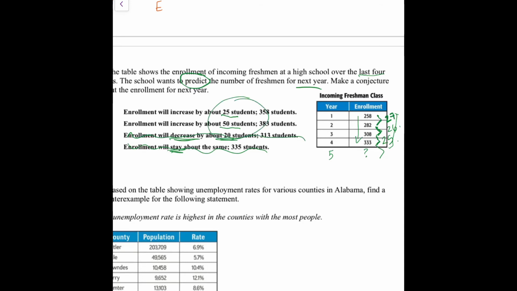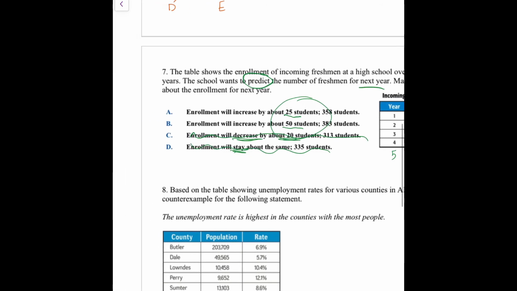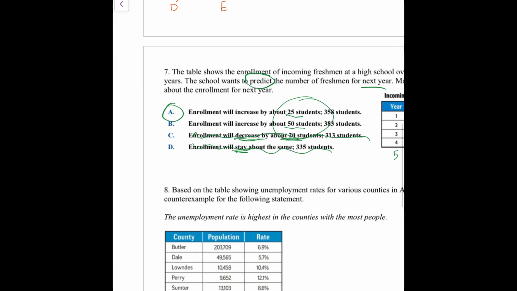So now it comes down to thinking about the average, okay? How many students does it go up by? On average, yes, I know it's not the exact same number every time, but 27, 26, and 25, pretty close to 25 students. So I'm going to go ahead and select option A. All right, let's go to the next one.